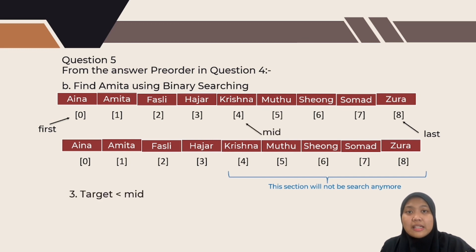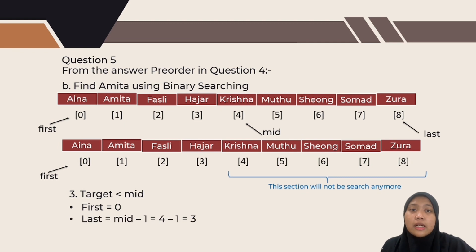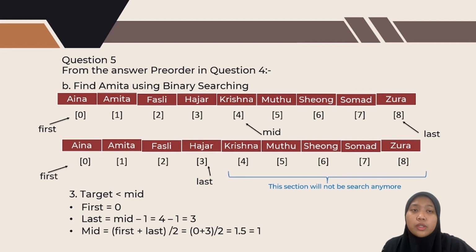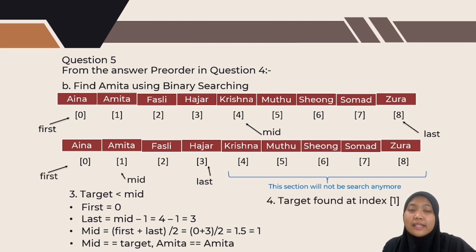Number 3, target less than mid. First is index 0. Last uses the formula mid minus 1. So 4 minus 1 equals 3, so it is index 3. Mid is index first plus index last, divided by 2. So 0 plus 3 divided by 2 equals 1.5. So I choose 1, which is index 1. Mid index is the same as the target, which is Amita equal to Amita. Number 4. Target found at index 1.